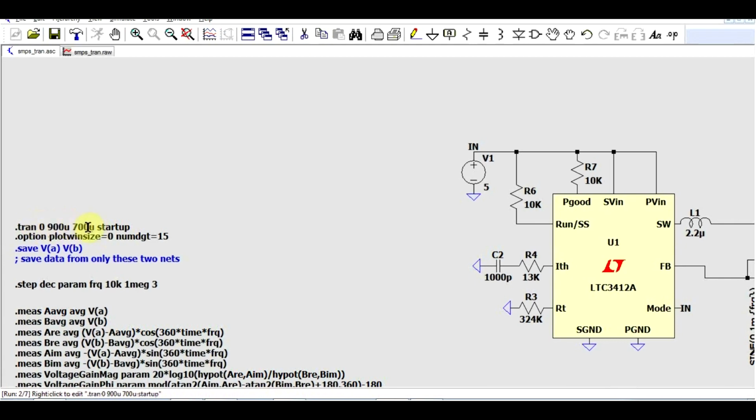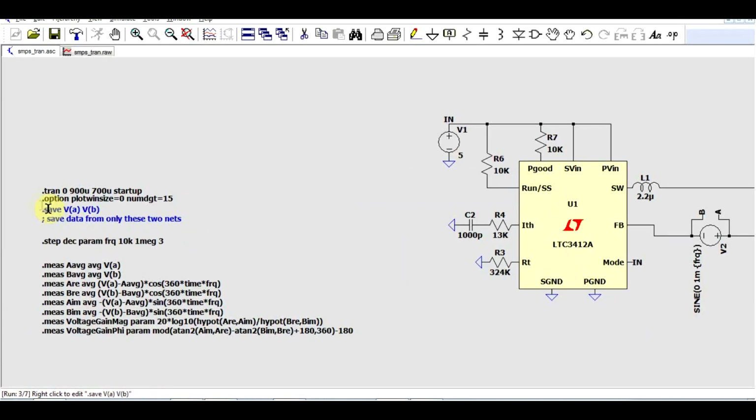We're performing a transient simulation in which we run the simulator for 900 microseconds, but only start saving data after 700, since the first 700 are needed just to get the power supply up and running. And then we're using this options statement to remove any sort of compression, so plot when size equals 0 means that we will not compress the data, and we will be using numbers with 15 digits, so to have maximum precision. Now you can also use the .save statement, so that you don't overload your computer memory, but I found that this isn't really necessary. Now the magic happens with this thing.